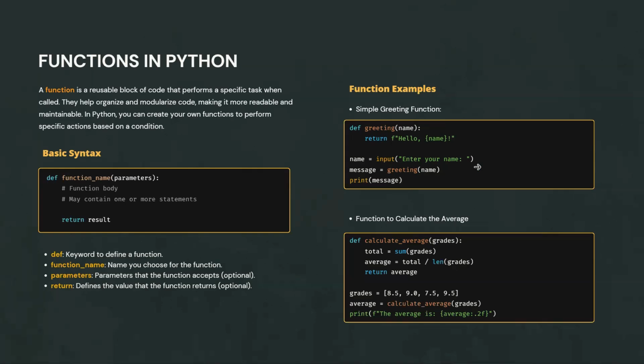In programming, functions help us organize our code. Instead of writing the same code again and again, we put it inside a function and just call it whenever we need it. That's why functions make our code cleaner, shorter, and easier to understand.